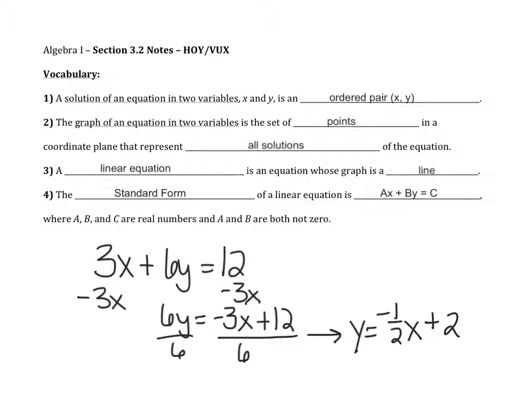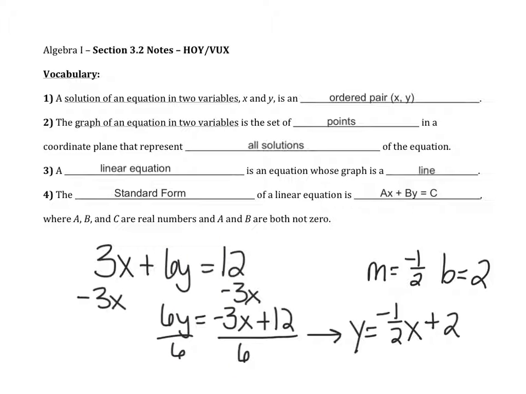So now I have gone from my standard form, 3x plus 6y equals 12, into slope-intercept form by getting y by itself, and getting y equals negative 1/2 x plus 2. So now I would be able to state that m is negative 1/2 and b, the y-intercept, is 2. I was not able to state that from the standard form.